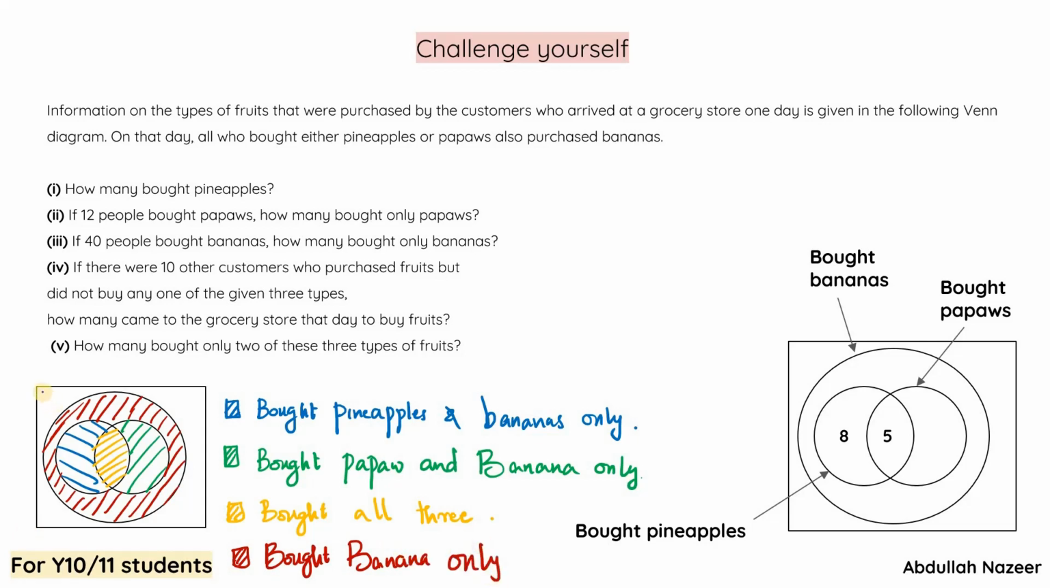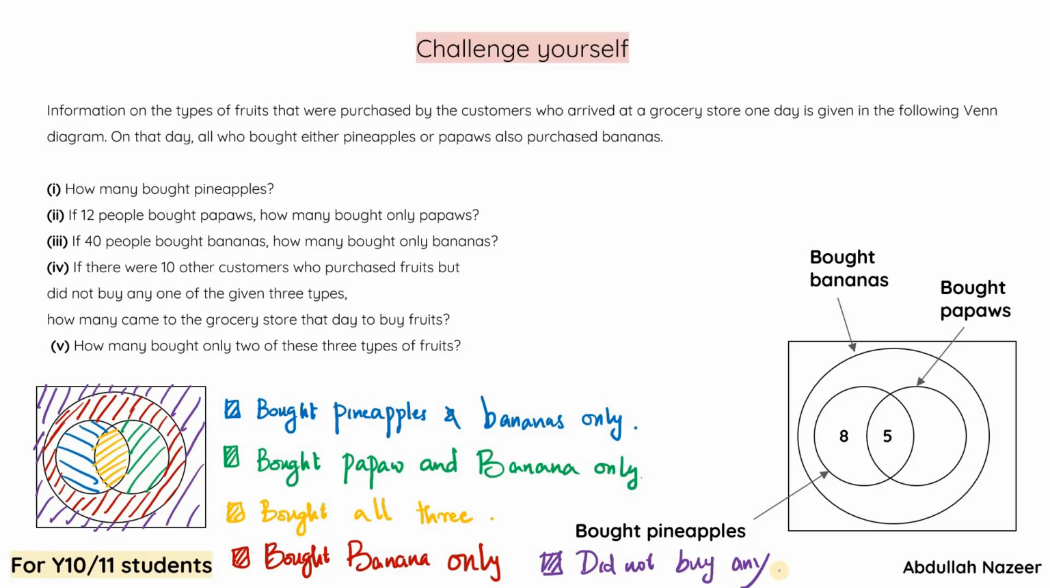And finally the outside region, and by now you must clearly understand that this outside purple region indicates the number of people who did not buy pineapple, banana or papo. So this purple outside region indicates the number of people who did not buy any of the three fruits. So did not buy any. They might have bought other fruits, but not pineapple, banana or papos.